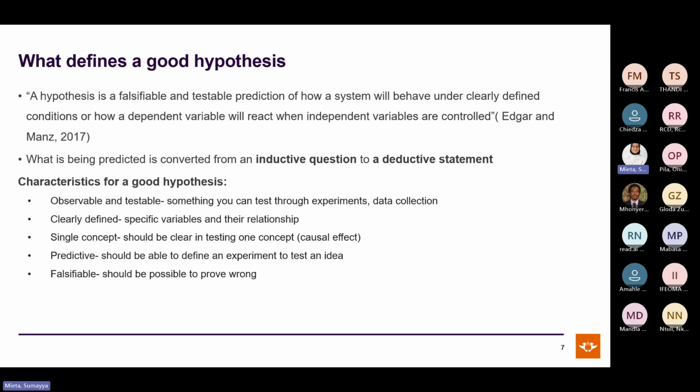According to Edgar and Nance, they state that a hypothesis is a falsifiable and testable prediction of how a system will behave under clearly defined conditions. Or an alternative would be: how would a dependent variable react when an independent variable is controlled? Okay. And a good hypothesis allows us to convert an inductive question to a deductive statement. And what do I mean by this?